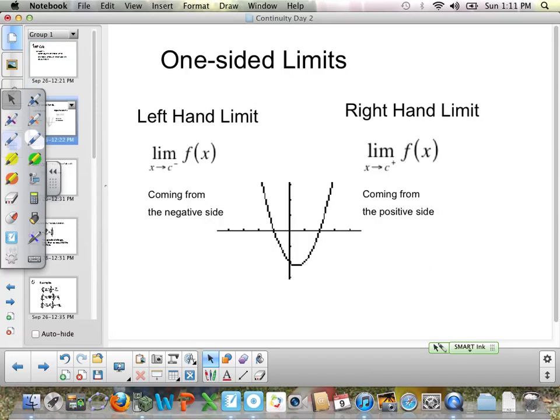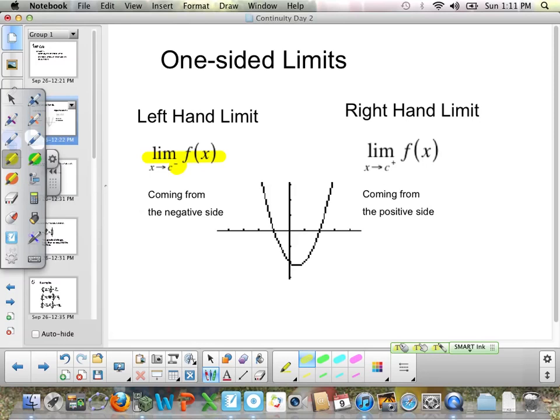A one-sided limit is when you just look at what a function is approaching from one side. The symbolism for a left-hand limit: we say the limit of f of x as x approaches c. We put the little negative up there to show we're coming from the negative side.